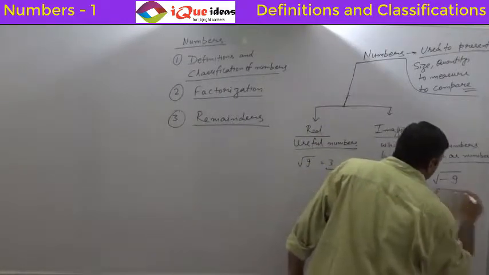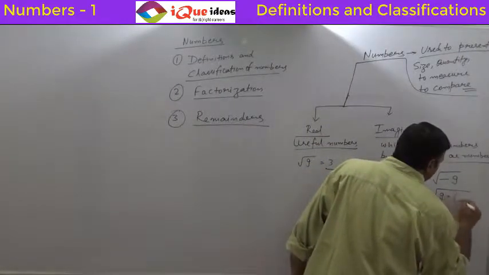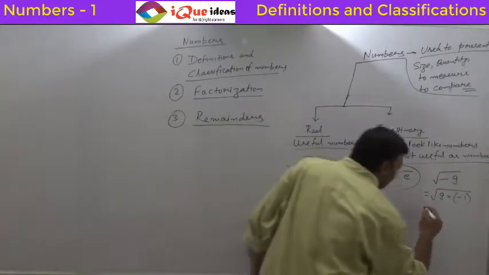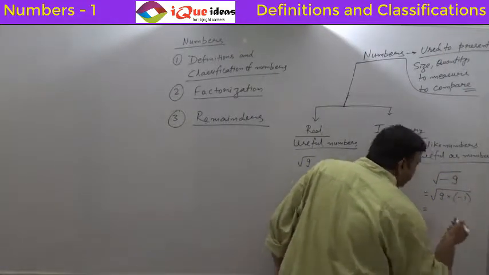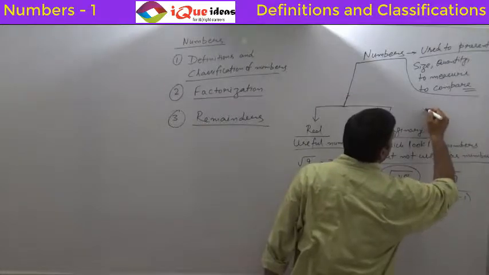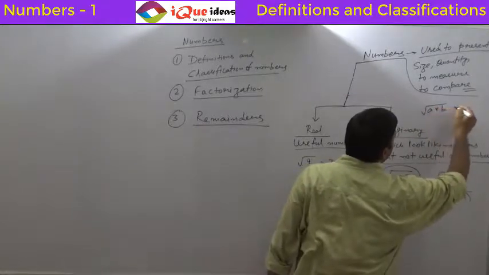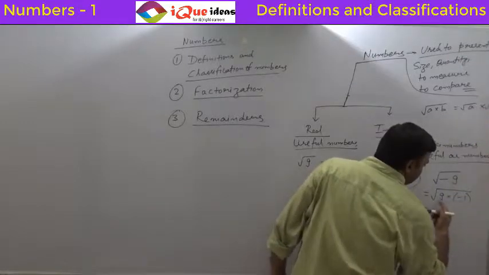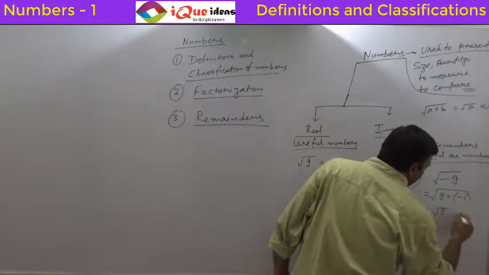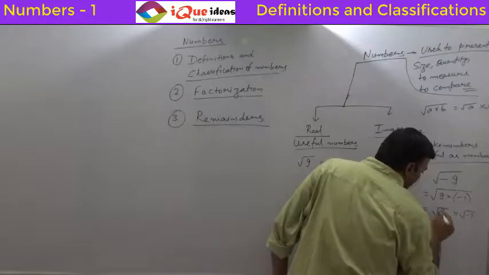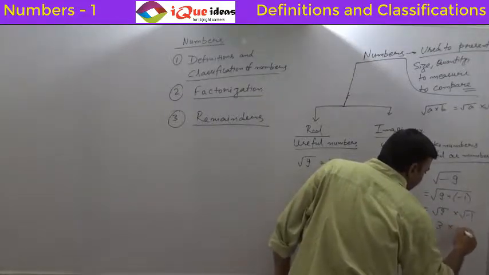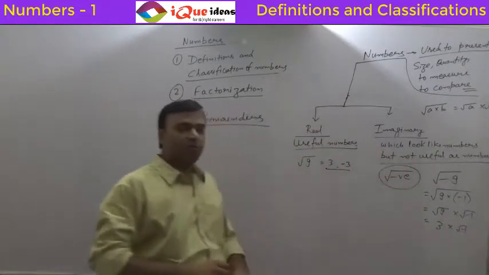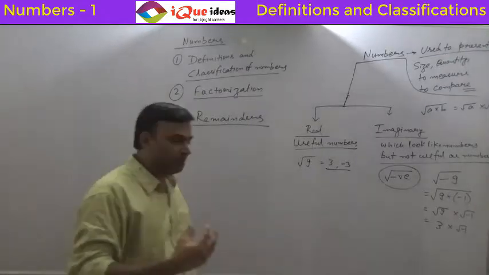You will have to break it like this: 9 into minus 1. Square root of 9 into minus 1, this can be separated as we are aware about this rule. Root of a into b can be written as root of a into root of b. So we take these two things as a and b. We can take them as root 9 into root of minus 1. Now, root of 9 is 3. Root of minus 1 is just as it is, because you cannot find root of minus 1. You cannot find the value of root of minus 1.